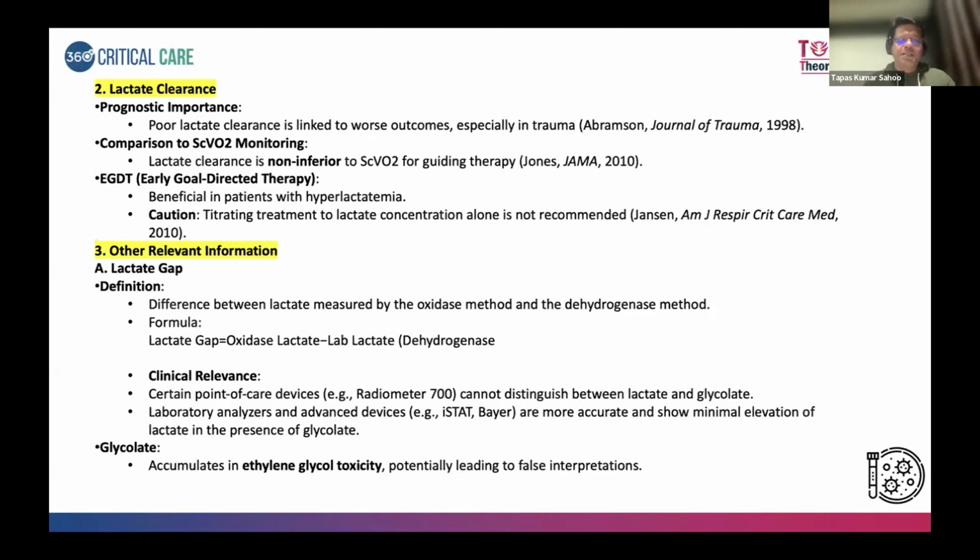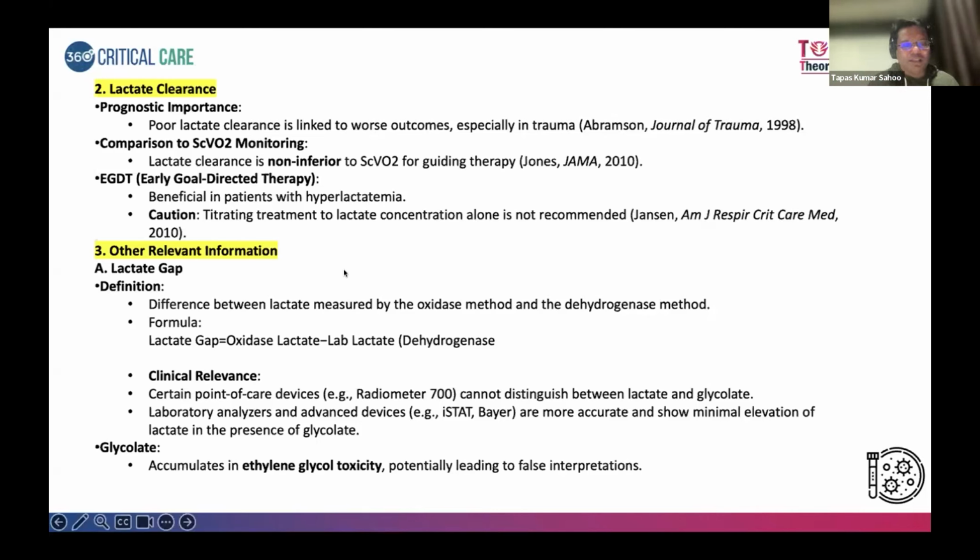So we are doing the ABG sample that is actually utilizing the oxidase method to measure the lactate. And in the lab, when we are sending the arterial sample, that is right now determining the lactate level by the lactate dehydrogenase method. So the difference you have to actually monitor.